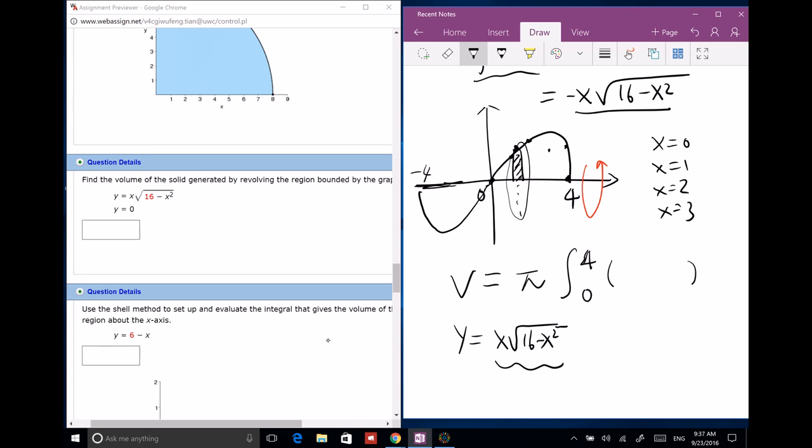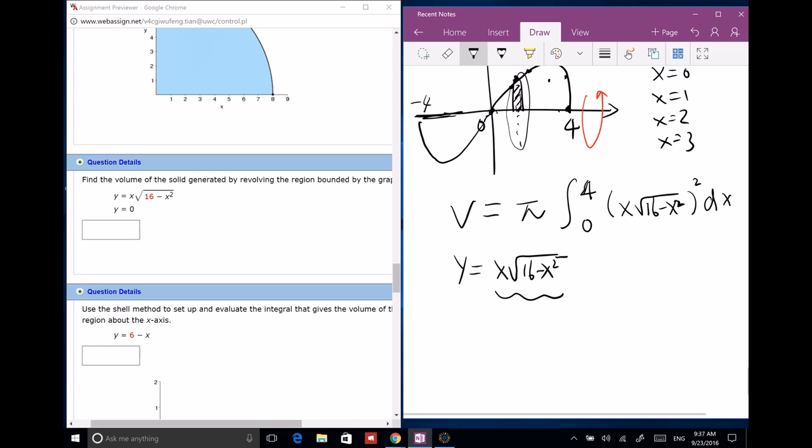But we still do dx here. x is from 0 to 4, since this radius is changing from 0 to 4. So this is the y value. Okay, so just plug in x square root of 16 minus x squared, then square. Okay, and then you have to multiply by 2 because this is just one of them. Then you multiply by 2.